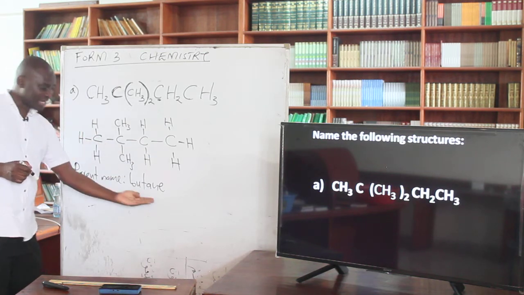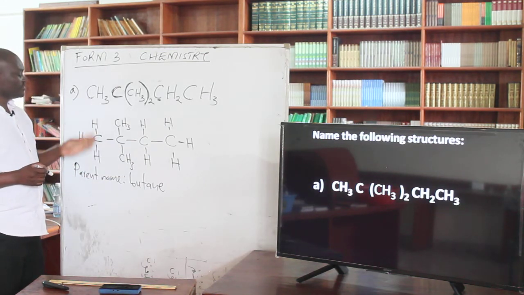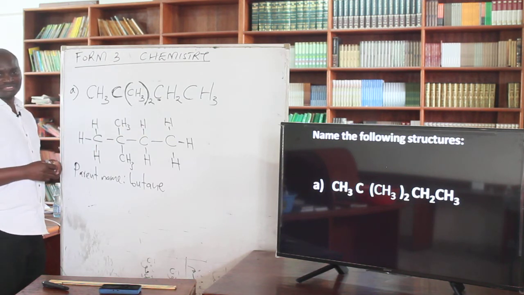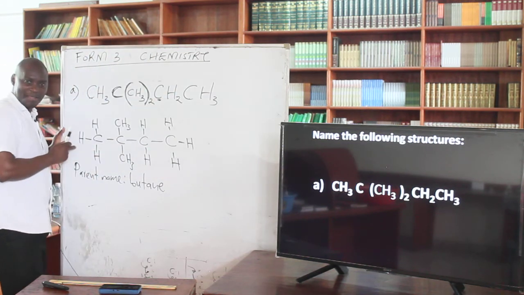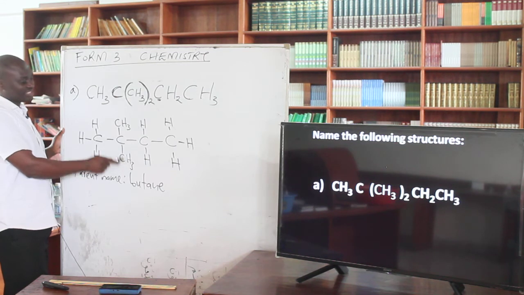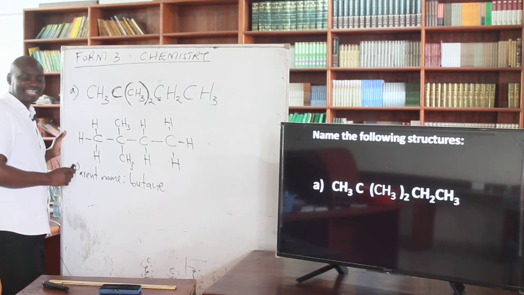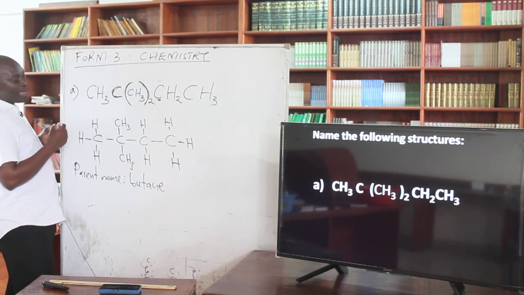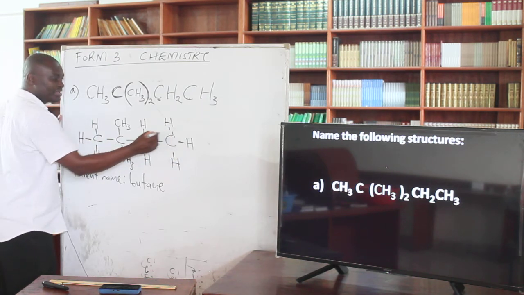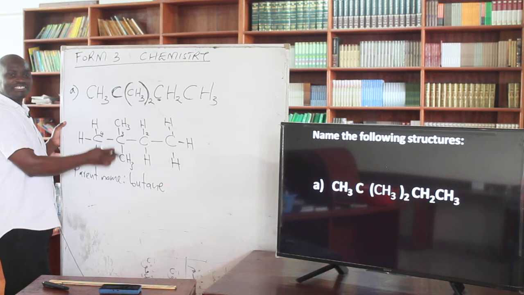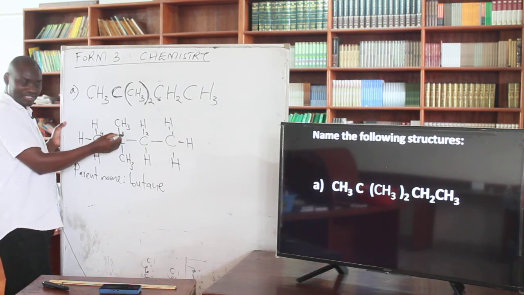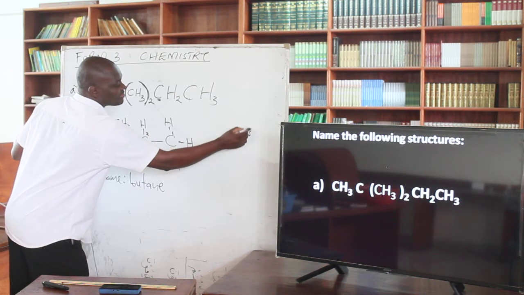Step 1, parent name. Step 2, we number the carbon atoms of the longest continuous chain, either from the right or from the left. But you should consider the branches. We have 2 branches here, and these branches must be assigned the lowest possible number. If you number this chain from this side, 1, 2, 3, 4, these 2 branches will be at carbon number 3.